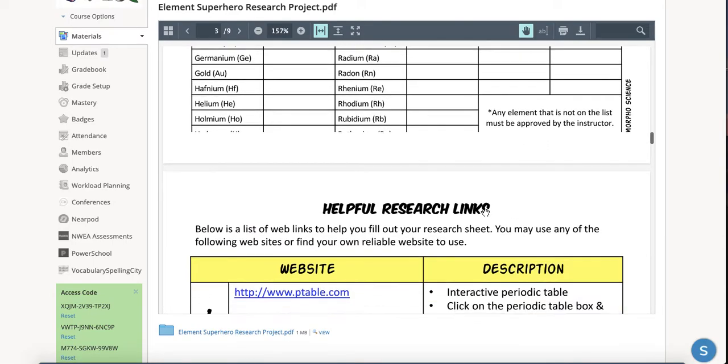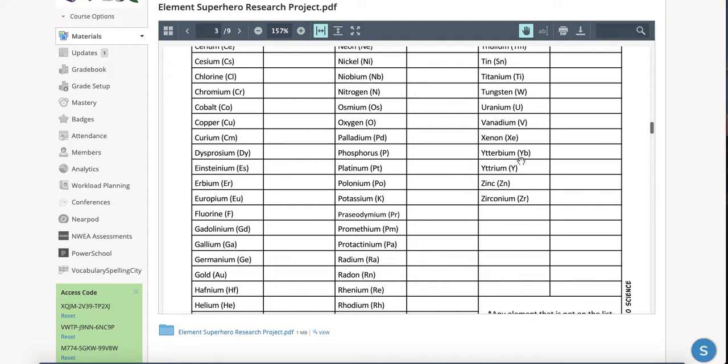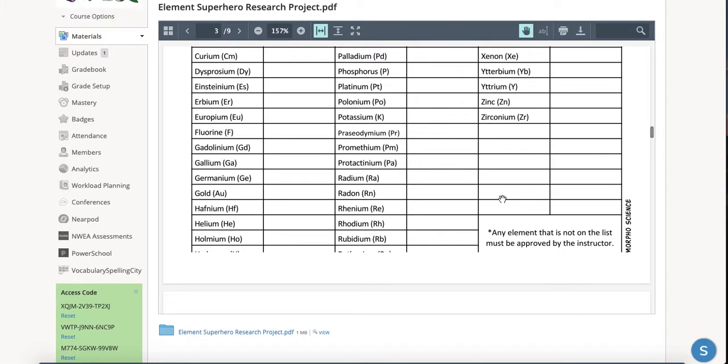Okay. Down here it says any element that's not on the list must be approved by the instructor. Here's the reason why. Some of these elements exist, but there's no known function for them. And so you'd be researching something where it's not that it doesn't exist, but there's not a whole lot of information for some of the elements. So make sure that you pick one that is approved by me.